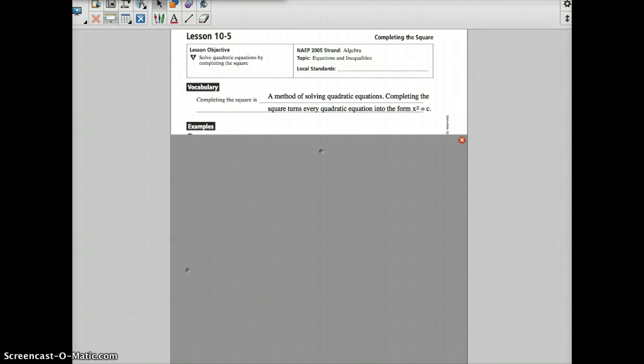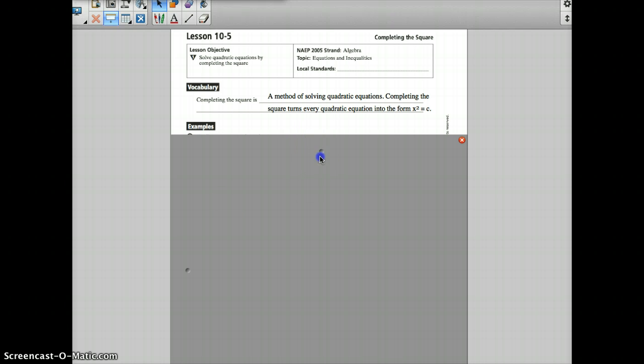We are using solving quadratic equations by completing the square. Completing the square is a method of solving quadratic equations. Completing the square turns every quadratic equation into the form x squared equals a value. We then can take the square root of both sides and solve for x. Let's look at the first example.